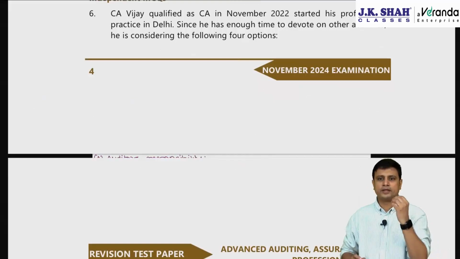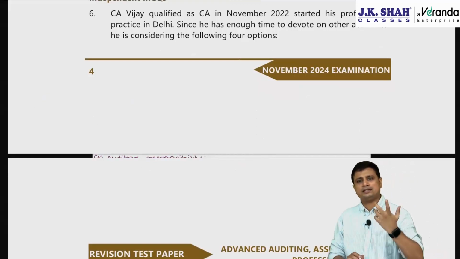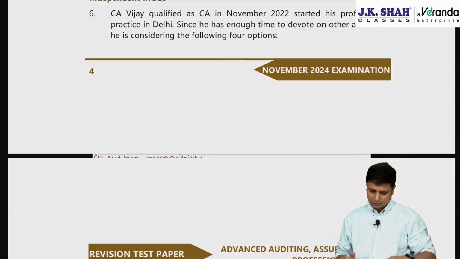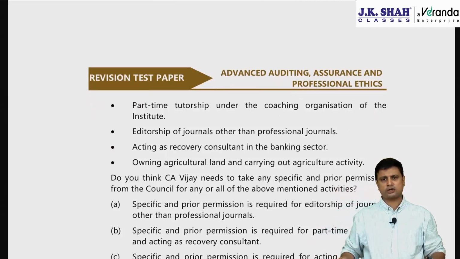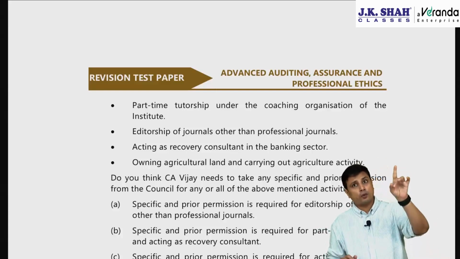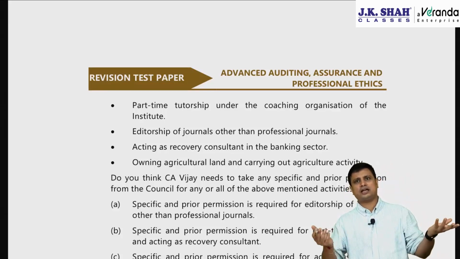Now, CA Vijay qualified as a CA in November 22, started his professional practice in Delhi. Since he has enough time to devote to other activities, he is considering the following 4 options. Part-time tutorship under the coaching organization of the institute. Can he do so? Yes. Editorship of journals other than the professional journal, he can do, provided he has a special permission for the same. Acting as a recovery consultant, yes, he can do so.